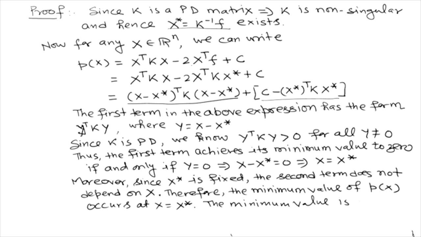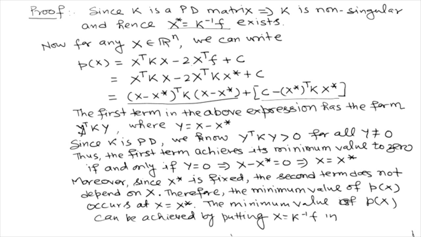And the minimum value can be obtained just by substituting x equals K inverse f in this expression, and from that we can get any form. So, the minimum value of p(x) can be achieved by putting x equals K inverse f in p(x), in this expression, which will give you the second part of the second statement of the theorem. So, this is the proof of this theorem.